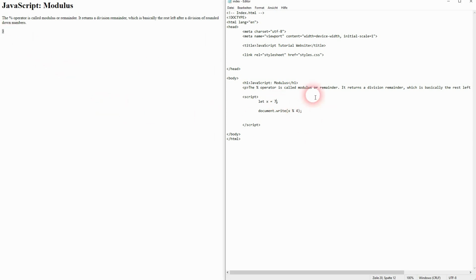Let us make it 11 remainder 4. This is also 3, but 11 remainder 3. 3 fits 3 times into 11, therefore 9. 11 minus 9 is 2.